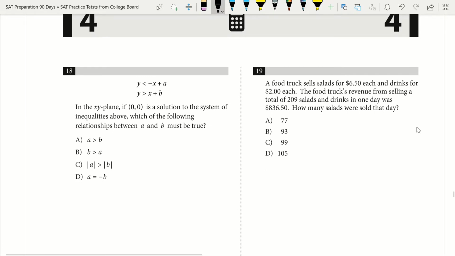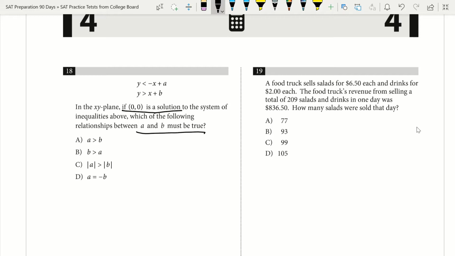18, I've got two sets of inequalities in the xy plane, and 0, 0 is a solution. Okay, if statements. If statements are important. Pay attention to any time there's a statement that says if, because it's probably important to being able to solve your question. So I highly recommend paying attention to if statements. I would put that in your notes. Always underline them or circle them, something like that. Which of the following relationships between A and B must be true?